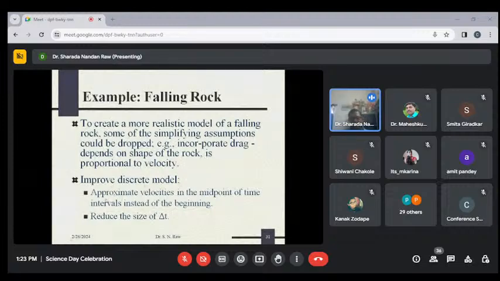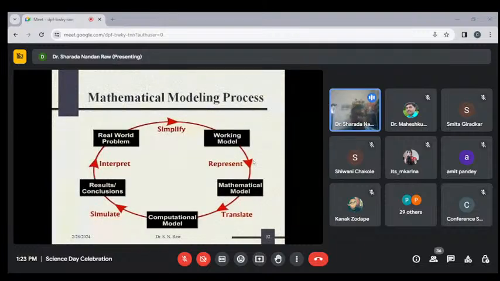Improvement: what can we do to improve? Approximate velocity at the midpoint of the time interval instead of the beginning. We can take it at the midpoint. Reduce the size of delta t. Then our model can give a better solution. Then we repeat the whole process like that. Okay, this is the main process of doing mathematical modeling.